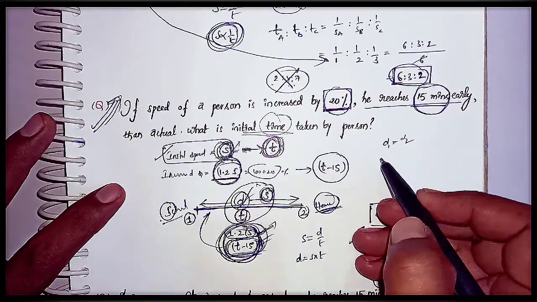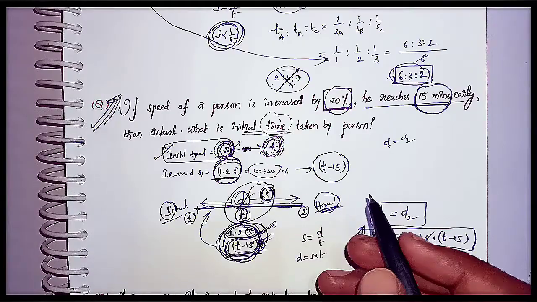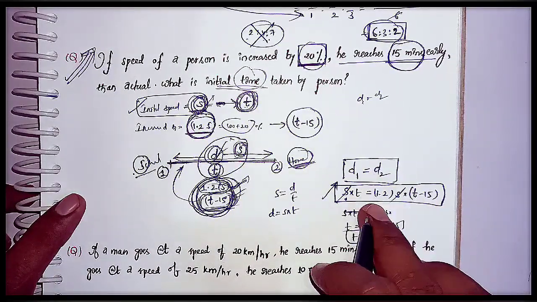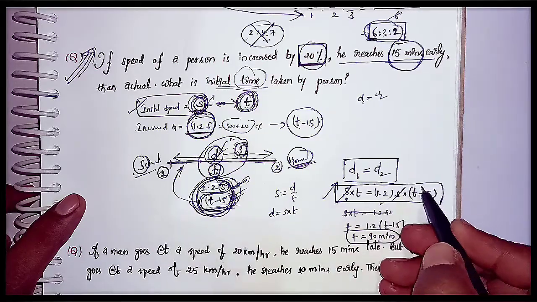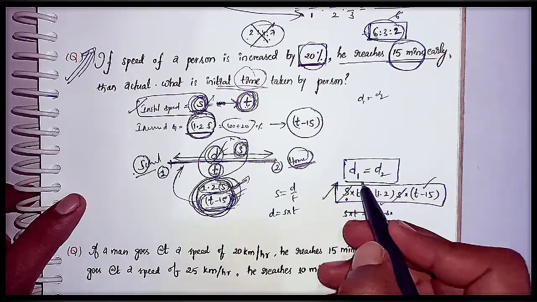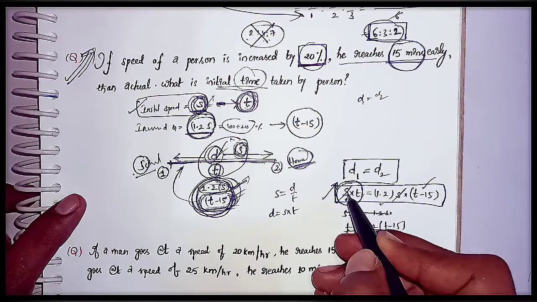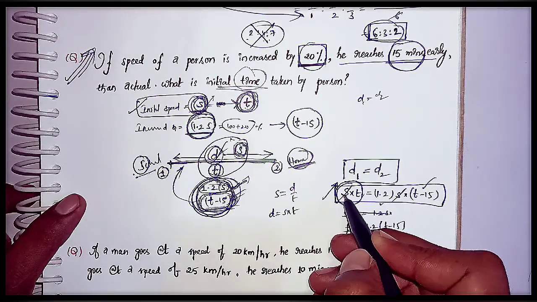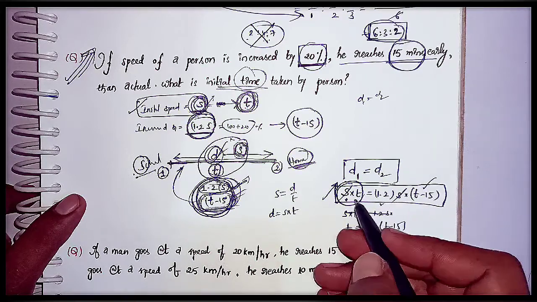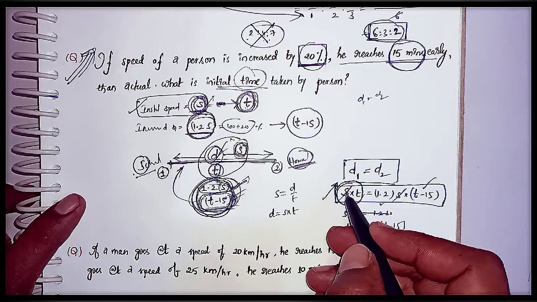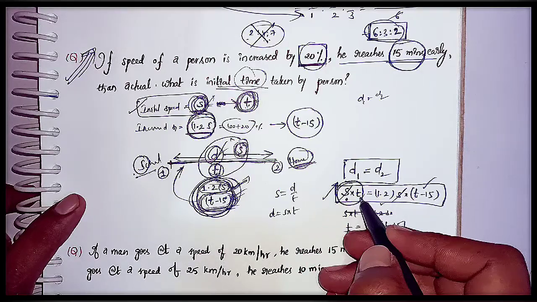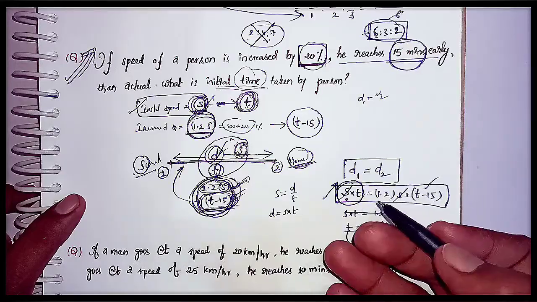d1 is the initial distance. Sometimes, as here, we take the distance covered d2 with different parameters, that is increasing speed and decreasing time. But sometimes in this case also, they will change the parameters, for example reducing the speed to 90% of the initial speed, that is 0.9 into s. And the time is more because he is reducing the speed now. Whenever he is reducing the speed, he is increasing the time, that is t plus something, like t plus 5 minutes.